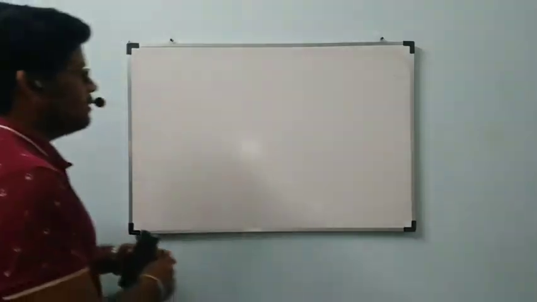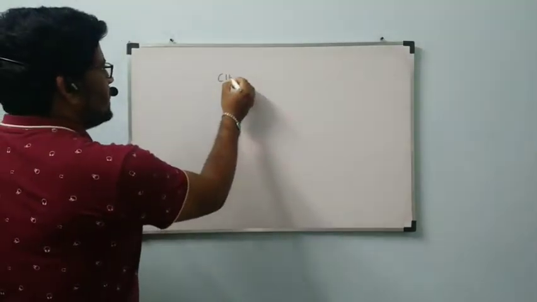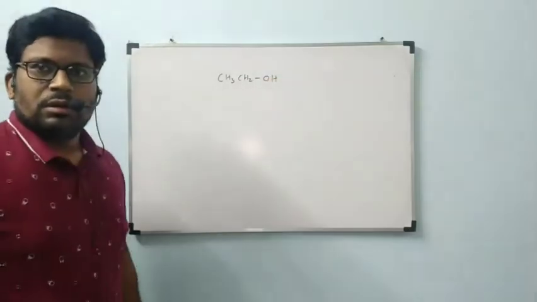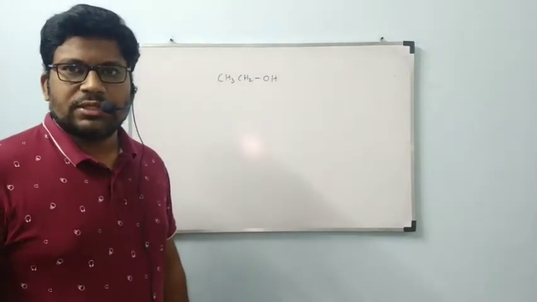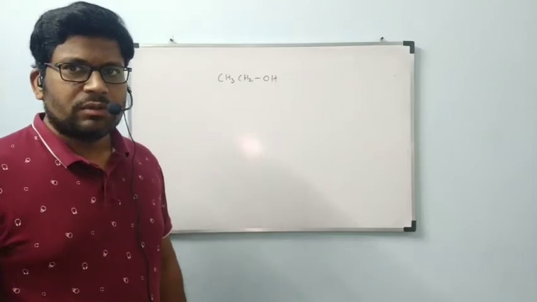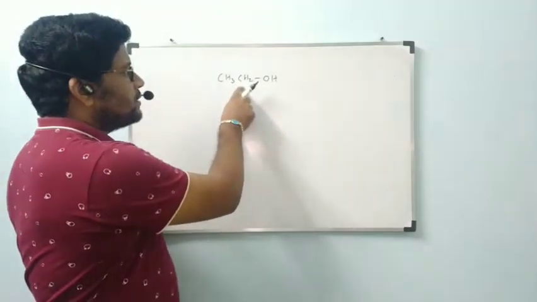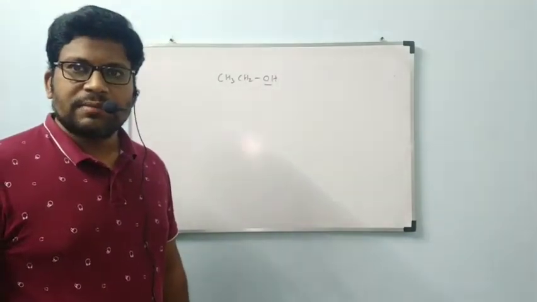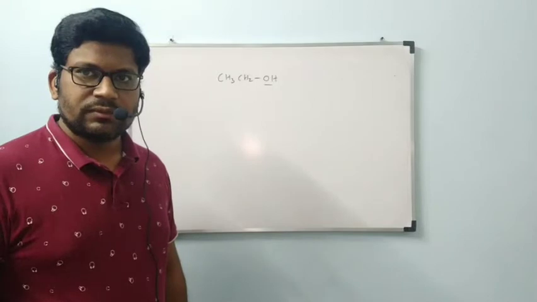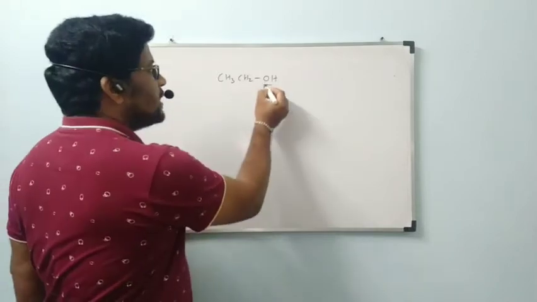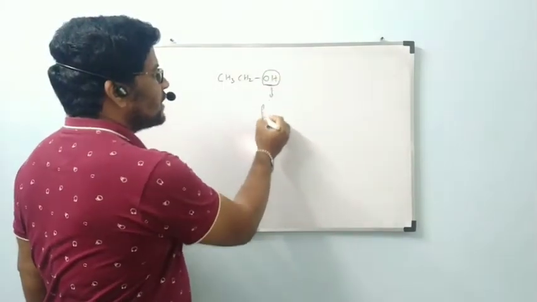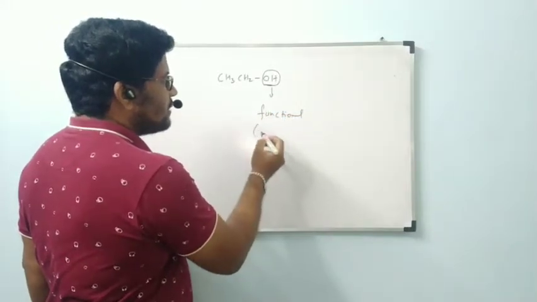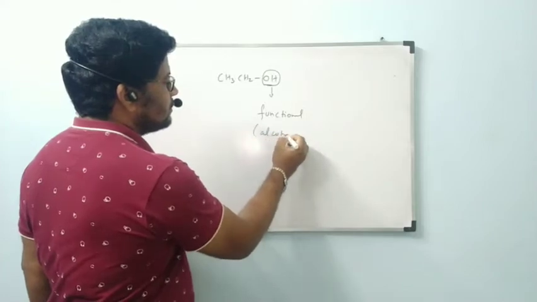one example. CH3 CH2 OH. In this compound, along with carbons and hydrogens, we have oxygen also. This combined OH group is called a functional group, and the name of this functional group is alcohol.